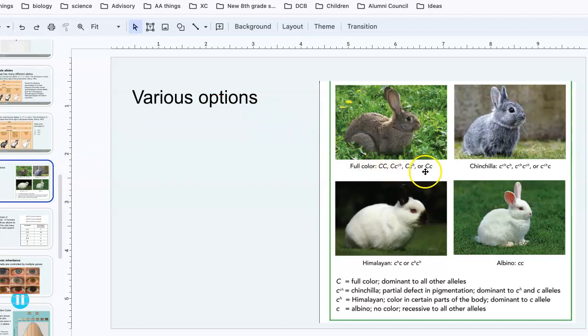As long as you have the big C, you're brown. If you're chinchilla, as long as it's chinchilla and one of the lesser dominant ones, you're good. Same idea for Himalayan. As long as you're full Himalayan or albino, you're good. And the only way you get albino is if you have only little c's.